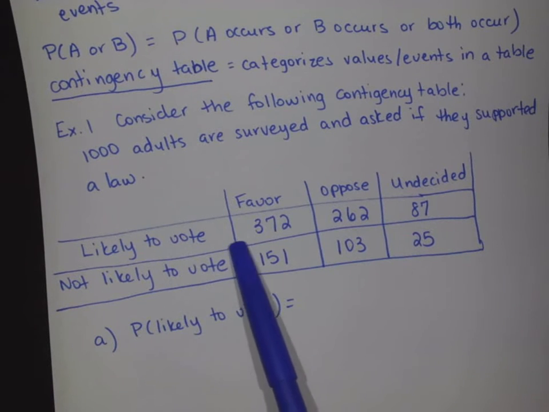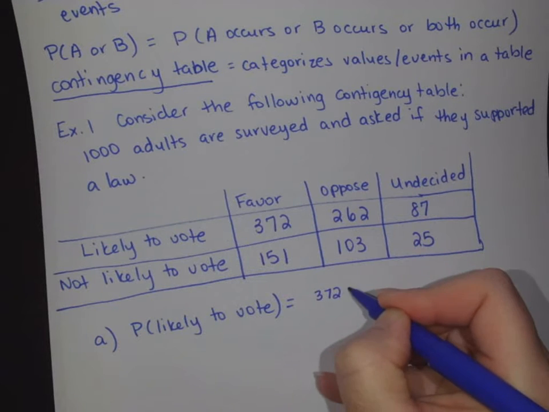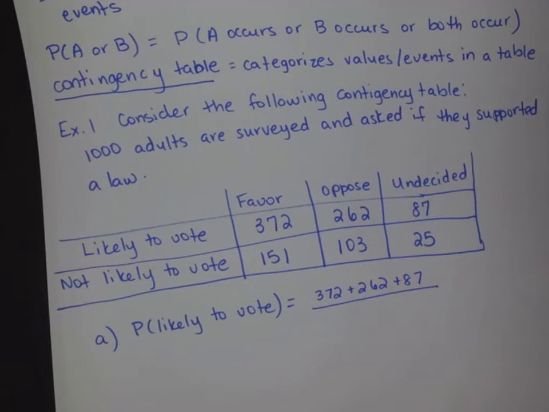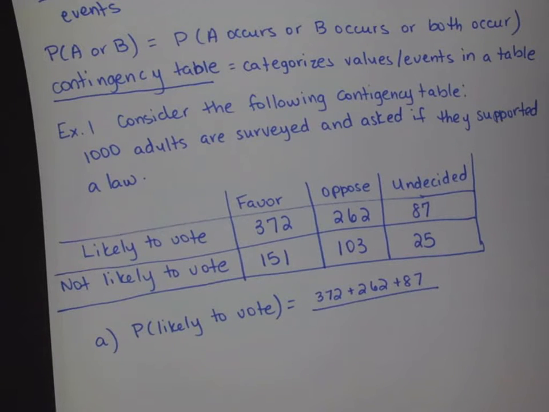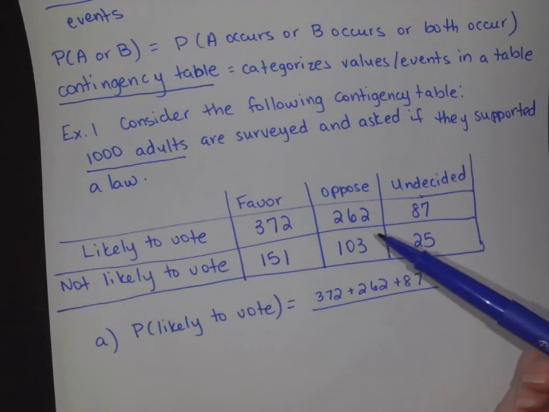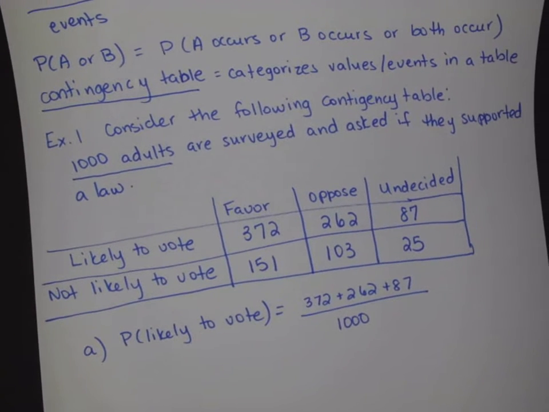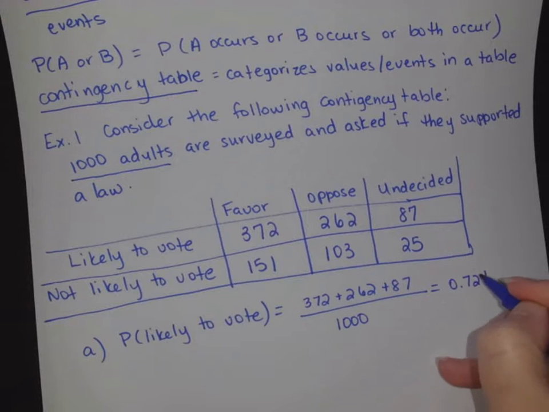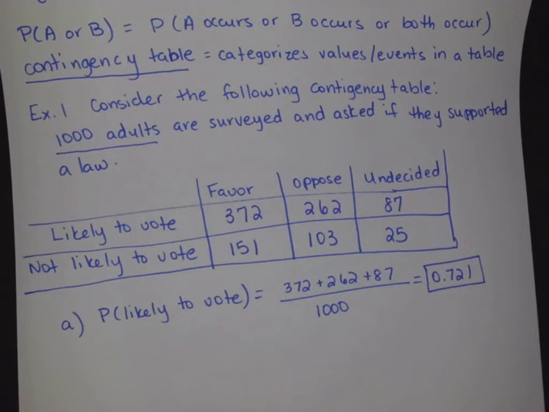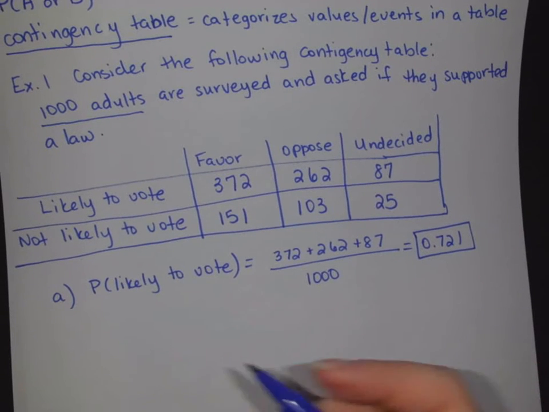So notice likely to vote is this row here, this horizontal row. So we just need to add up the whole first row, and that'll be all the likely to vote people, and then we'll put it over the 1,000 total people. Notice if you come back up to the beginning, I went ahead and told you the total, but if I didn't give you the total, you could just add all these quantities in the table. So we're going to get a decimal of 0.721. Okay, I think a lot of times on your Connect homework, it's just going to ask you for a decimal. If it asks you for a percentage, of course, that would be 72.1% because you'd move the decimal twice.